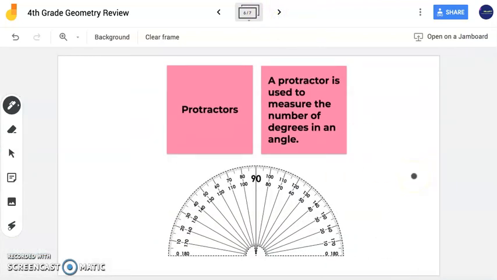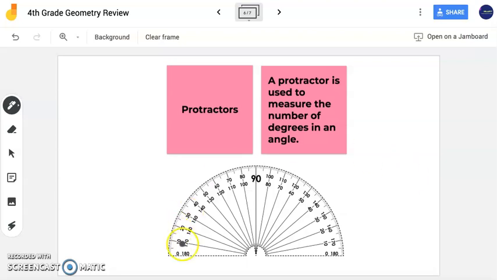Following this, we learned how to measure angles. So when I threw out the numbers 35 or 125, how did I determine those values? How did I get those degrees for each angle? I used a protractor to determine that. A protractor is used to measure the number of degrees in an angle.